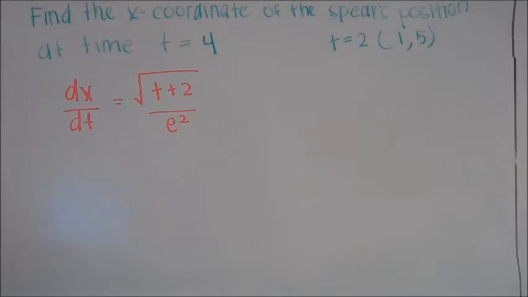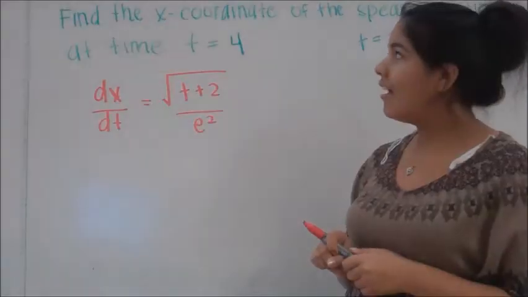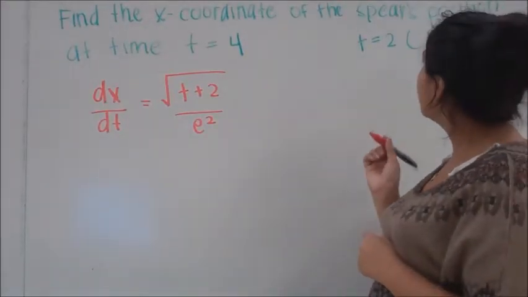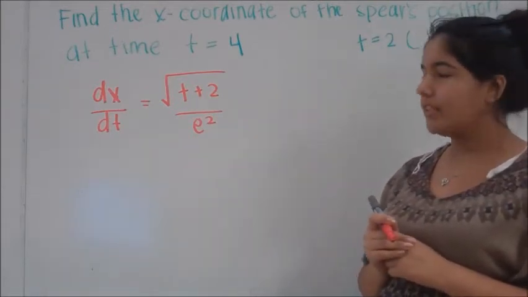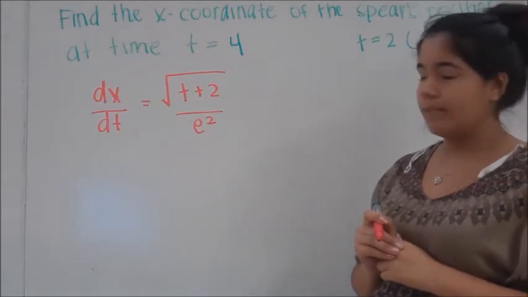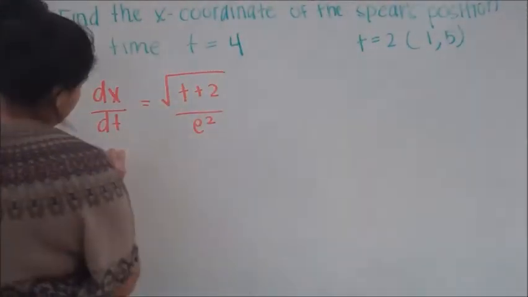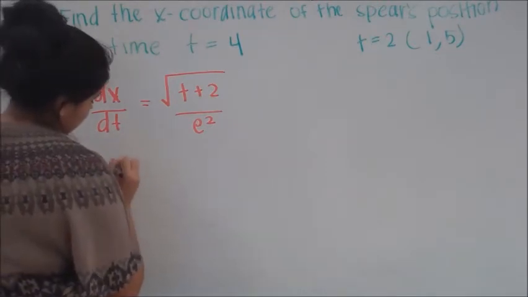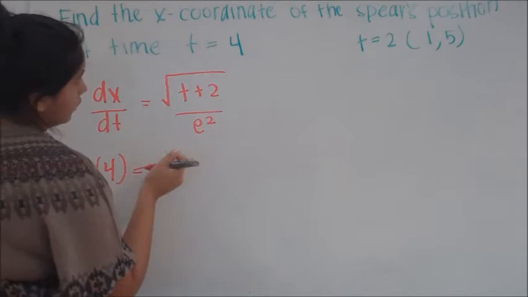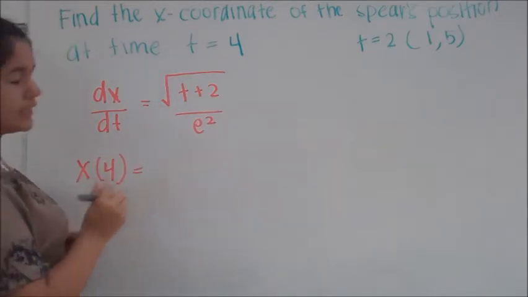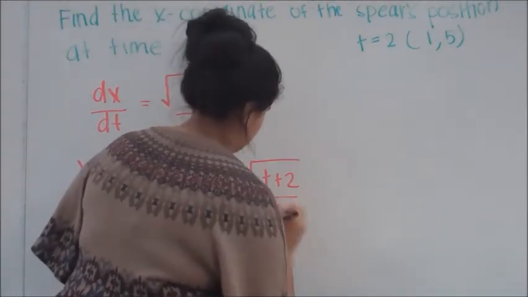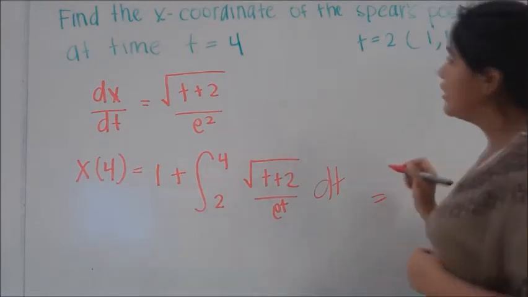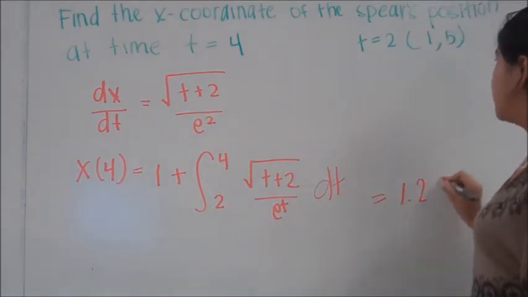Part B says find the x-coordinate of the sphere's position at time t equals 4. Since we're asked for the x-coordinate of the sphere's position, we use the dx/dt equation, and that's in first derivative form. So we have to take the integration to get the position. So x of 4 is equal to, and make sure you don't forget the 1 because that would be your plus c, the integration from 2 to 4 of dx/dt. And then your answer should be 1.253.